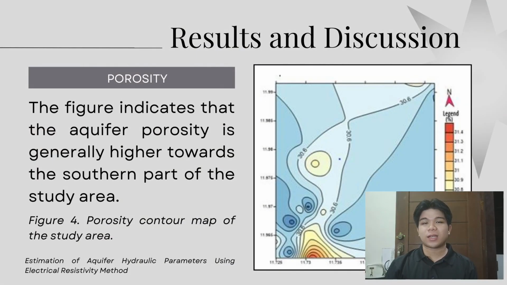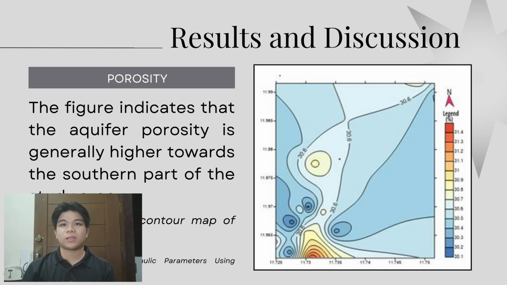Next, we will discuss the contour map of the study area that represents different aquifer parameters that is gathered through ERM or electrical resistivity method. Figure 4 presents a porosity contour map of the study area. The map illustrates the spatial distribution of aquifer porosity, a measure of the void space within the aquifer material across the region. As the image indicates, the aquifer porosity is generally higher towards the southern part of the study area.